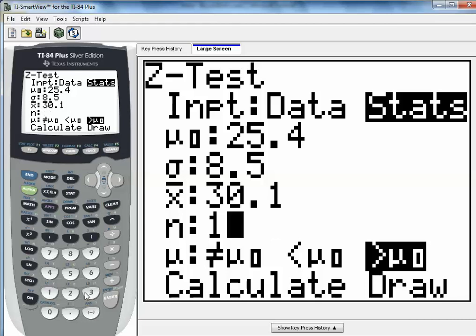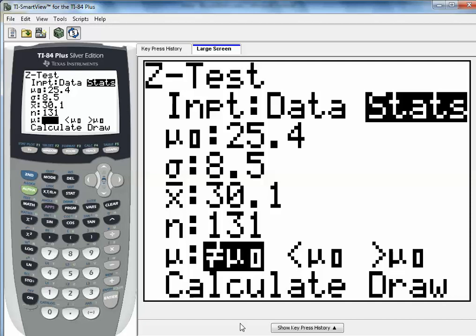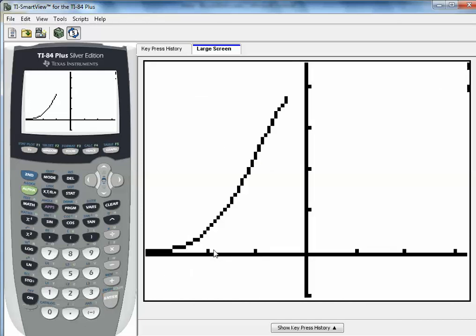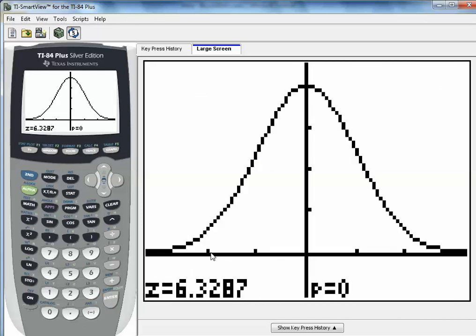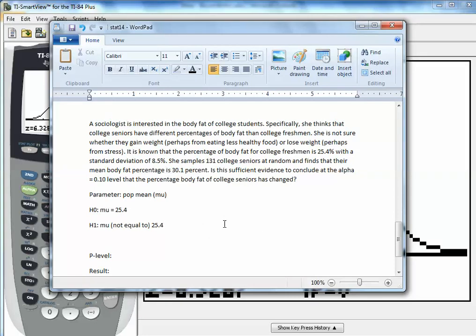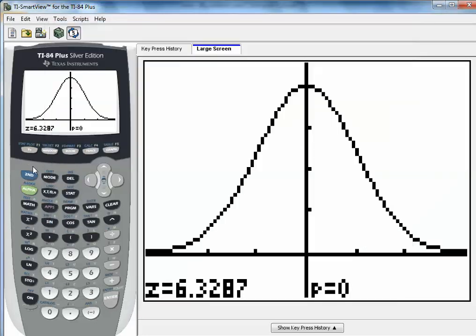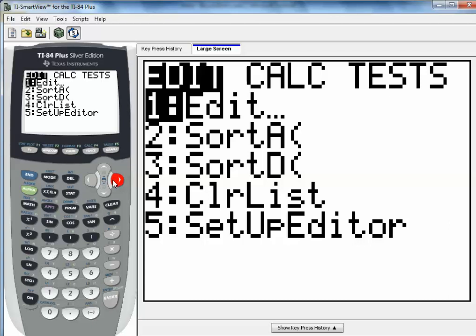What we're testing is whether our population mean for seniors is different than our population mean for freshmen, so we're testing for inequality here. Remember, this is called a two-tailed test, and we can draw this. Is 25.4 what I wanted? I didn't think it was that when I did it before, so let's double check that I put in the right values.